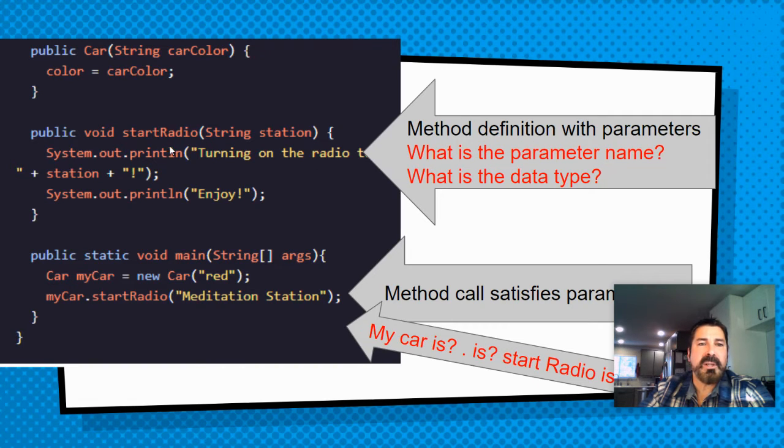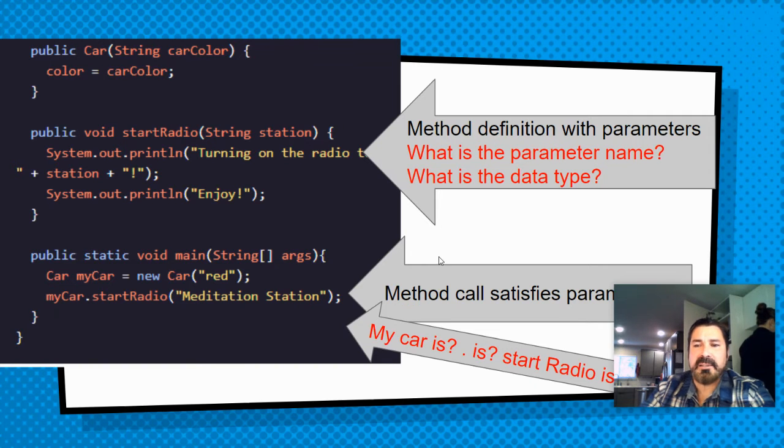Okay, so here's the quiz question. What is the parameter's name? And what is the parameter's data type? See if you can figure that out. Okay, and if we come down here, we have myCar.startRadio("meditation station"). All right, so we have the object. We actually have an object, a car in the game called myCar, and you're using the dot notation, and we're asking it to start the radio. And when you try to start the radio, it's like, but you have to send me the name of the radio station as a string. So you see here in double quotation marks, the name of the station is meditation station.